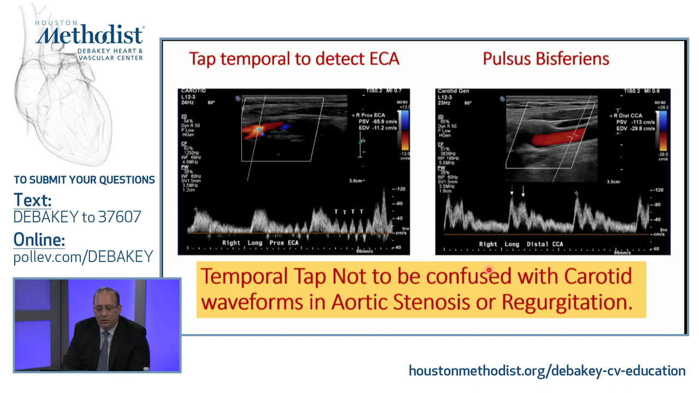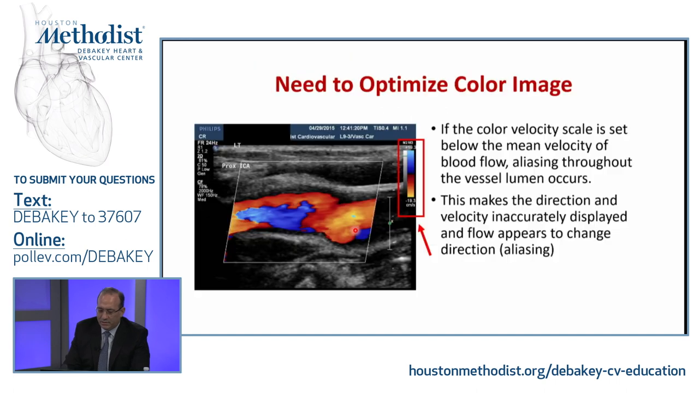Again, another word of caution: these waveforms look quite similar. This is a temporal tap, as we see it in the external carotid artery. And now we see these peaks. Well, this is pulsus bisferiens, and this is present in aortic stenosis with or without regurgitation, or aortic regurgitation. We're going to talk more about this later today. But again, you have to really identify the waveform. And remember, a temporal tap, you're going to notice within the diastolic component of the external carotid artery.